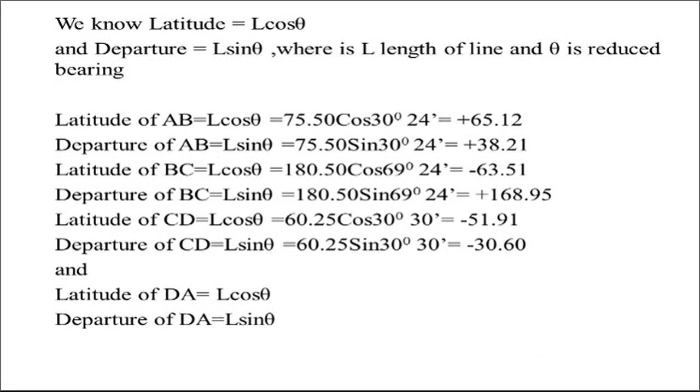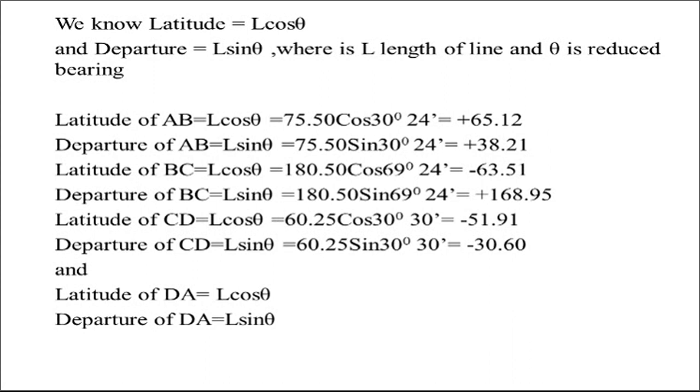Then latitude of line BC is equal to the length 180.50 into cos of 69 degrees 24 minutes, and the answer is minus 63.51. The latitude is negative because it is measured towards south. Then departure of BC is equal to 180.50 into sin of 69 degrees 24 minutes, which is plus 168.95. The departure is plus because it is measured towards east.